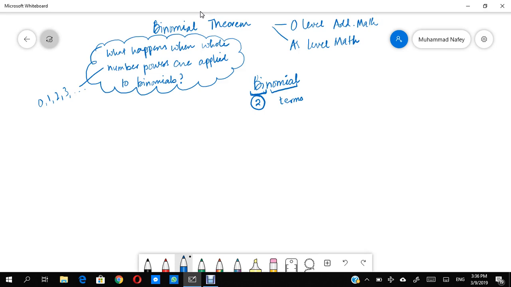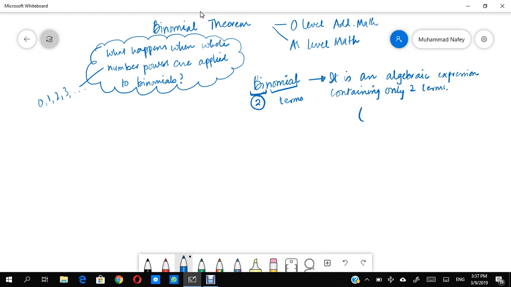Because this binomial theorem is a part of algebra, and actually all math is algebra. 2 plus 3 is also algebra. Why? Because you actually do have variables there, but the powers of those variables is 0. But still it is algebra. So a binomial basically is an algebraic expression containing only 2 terms.